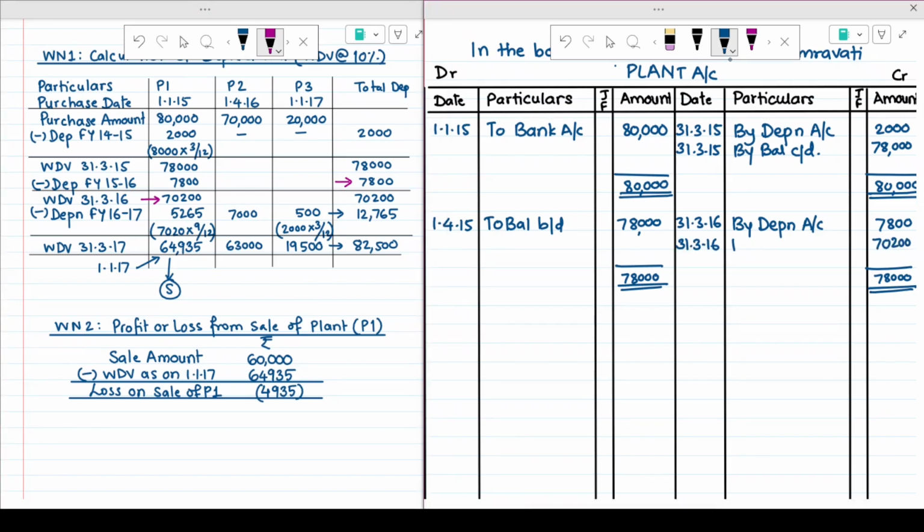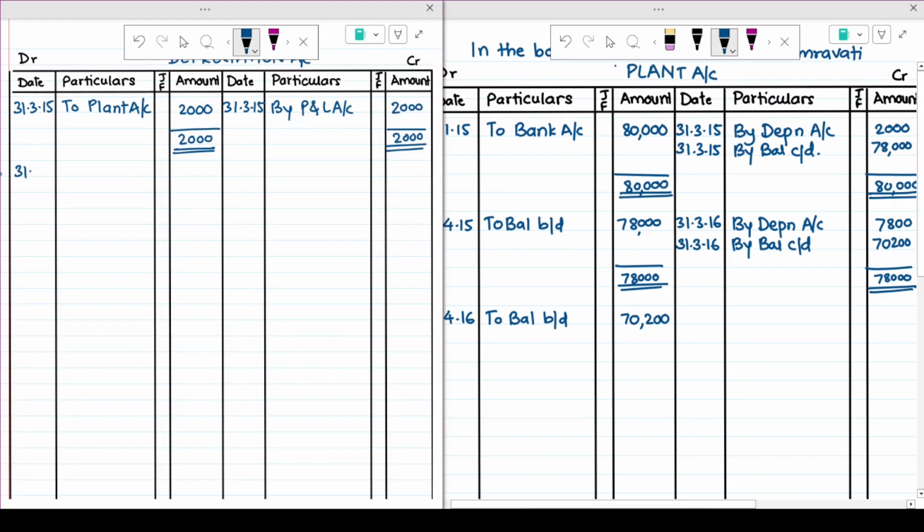70,200 by balance closed down. Next day we will carry this amount forward on 1st April 16 to balance brought down 70,200. Plant posting is done. Let's do the depreciation posting.